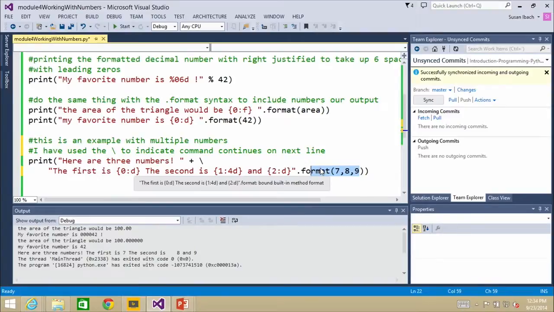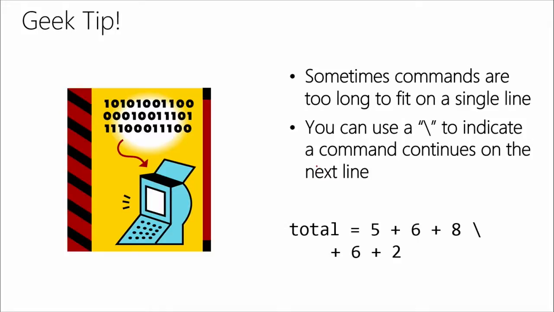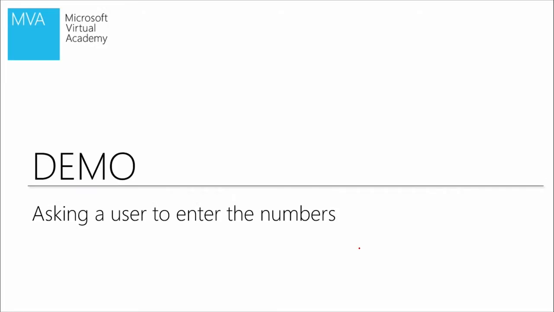So we have the ability to continue a line. We have the ability to display numbers and strings intermingled. So we're starting to get some fairly complex code here. Now, something else we sometimes want to do is maybe we want a user to enter some numbers.